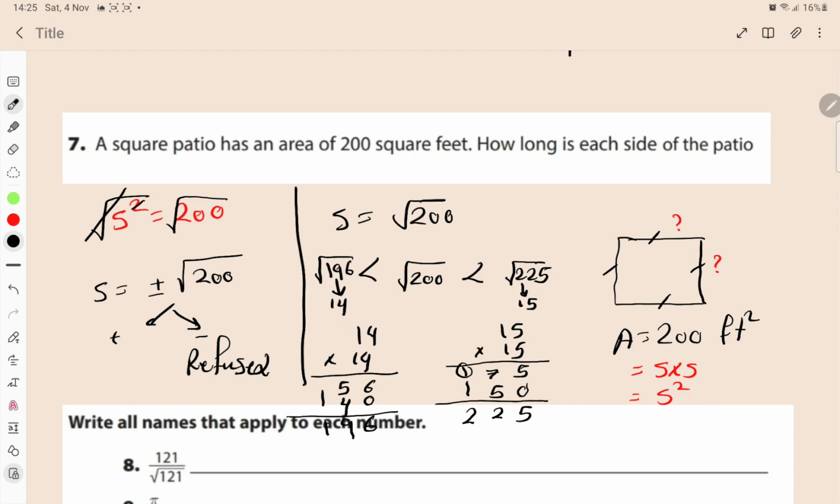So now the number is between the 14 and the 15. Is 200 closer to 225 or closer to 196? Actually, it is close to 196 because it is just 4 steps away from 196. So by estimation it is 14. Actually, it is somehow close. So 14.3 or 14.2. This is the estimation of this side. So 14.3 feet.